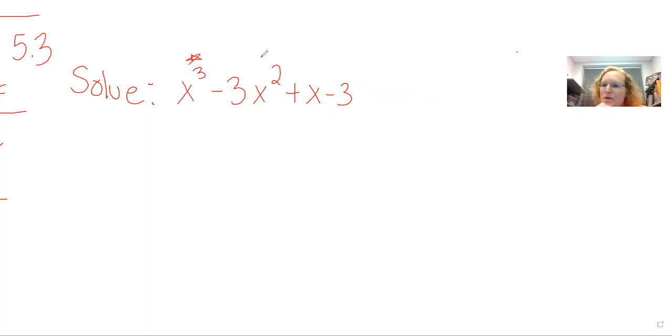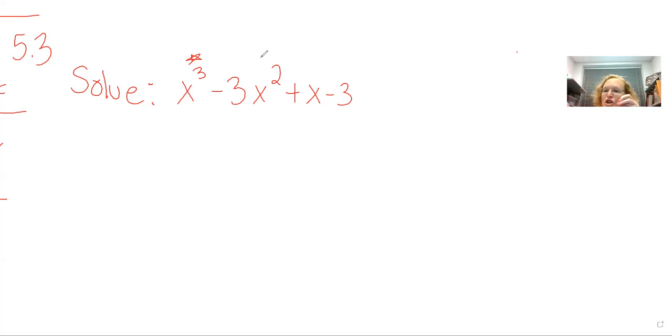That's the highest exponent. And the reason that's important is that it tells you that you are not done with this problem until you have 3 answers, all three. If I give you an x to the 4th, you've got to have 4 answers before you're done. So we need 3 answers. Since this is an x to the 3rd, you can't just plug it into the quadratic formula, because the quadratic formula only works if the highest power is a 2. So this doesn't work in the quadratic formula.